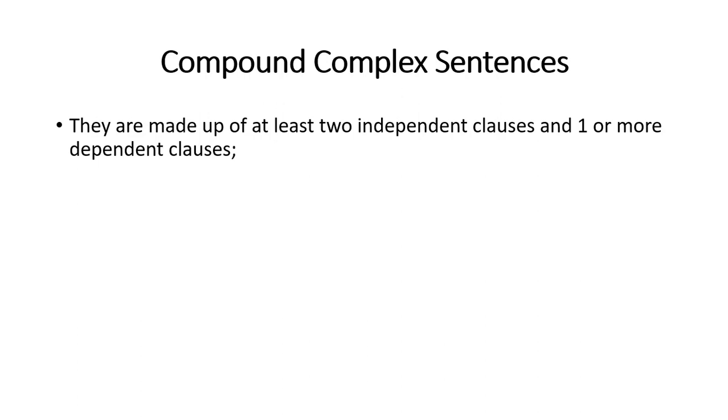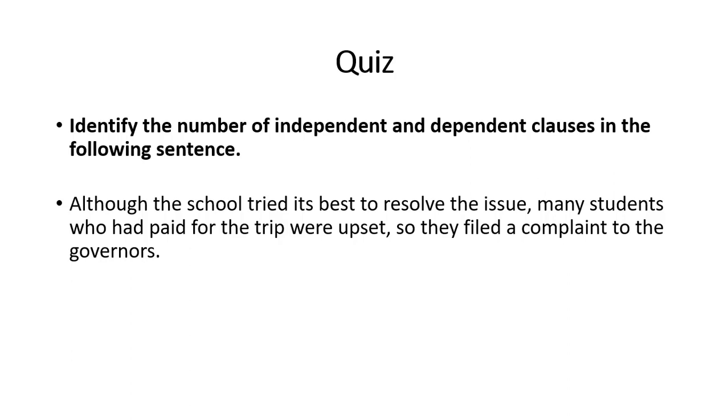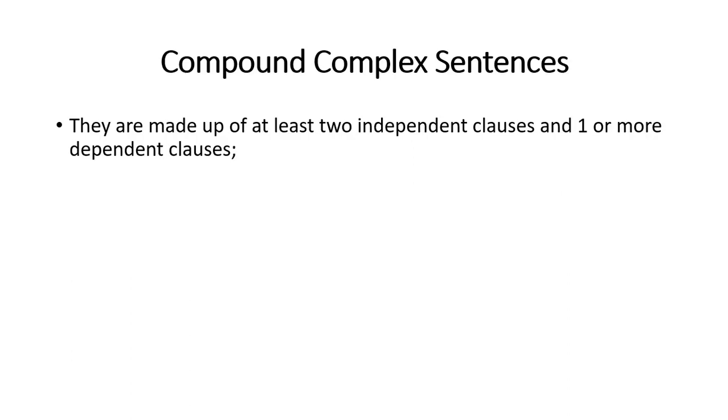Compound complex sentences, these are different types of sentences. They are made up of at least two independent clauses, one or more dependent clause or clauses. So for example, like compound complex sentence, we have, for example, I like tea, but my friend dislikes coffee, although he works in a coffee shop, for instance. Okay, so this is a compound complex sentence.